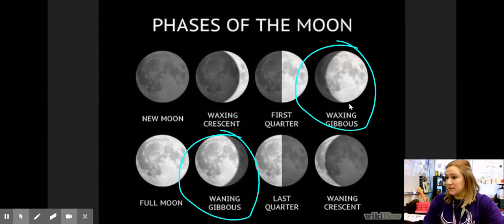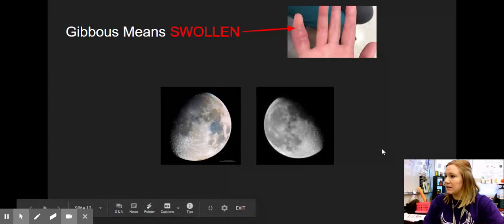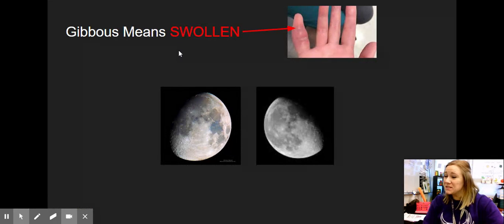Then we have our gibbous. We have waxing gibbous and waning gibbous. Gibbous means swollen. So this is pretty much what I picture. I tend to think about somebody who's gotten stung by a bee, and they're just a little bit swollen.